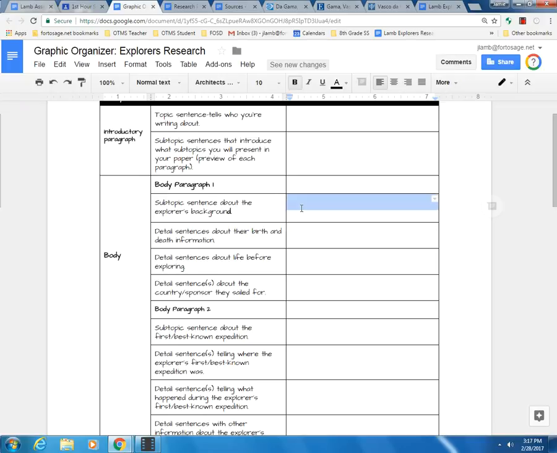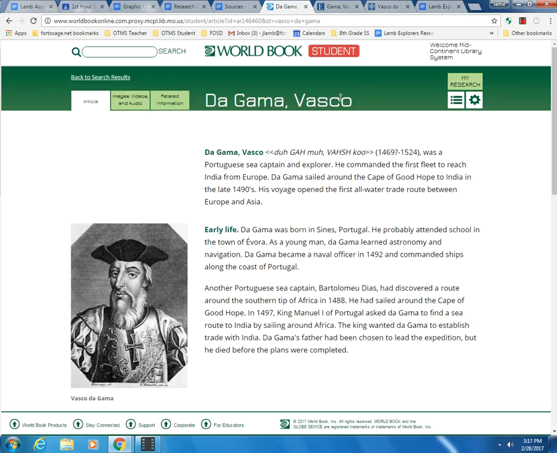So let's start with Explorer's background. So what I'm going to do is I'm going to look at my sources, and I'm going to find whatever I can find about my explorers' early life, like what they did before they explored. So for instance, I'm looking at this World Book site, and I can see that Vasco da Gama, who is my example here, lived from around 1469 to about 1524. And you can tell 1469 is not a definite because there's a question mark after it, but that's okay.